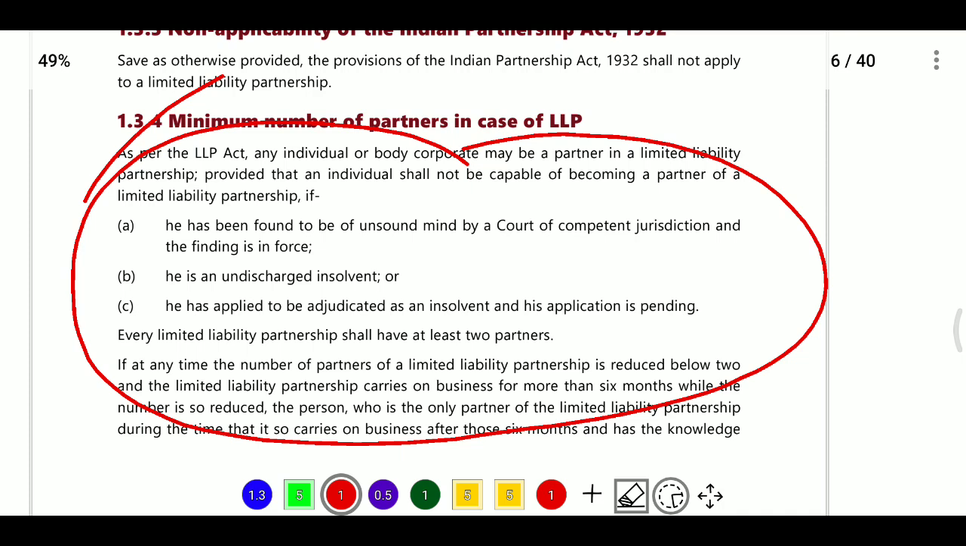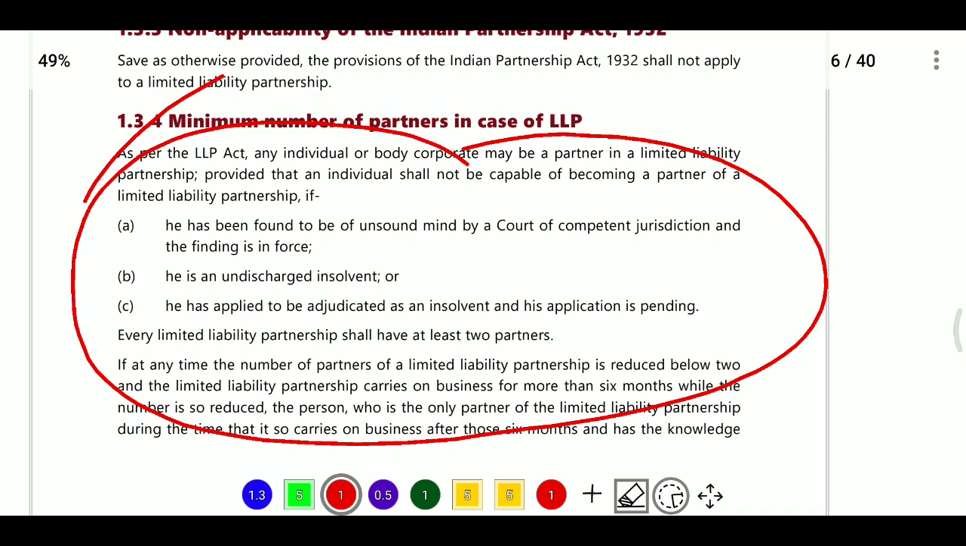Some persons are disqualified by law. Individuals disqualified by any specific law or court order. For example, a disqualified director cannot become a partner. Example, if a person is disqualified from being a director under the Companies Act due to some fraudulent act, they are also likely to be disqualified from becoming a partner in a partnership firm.